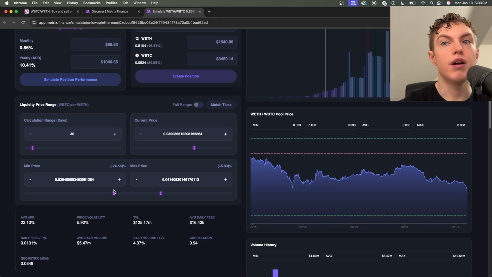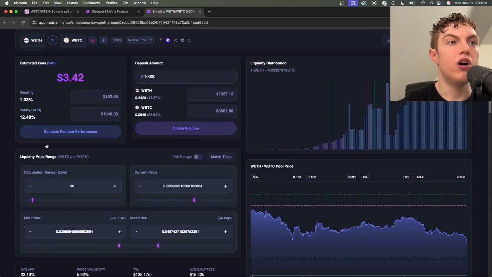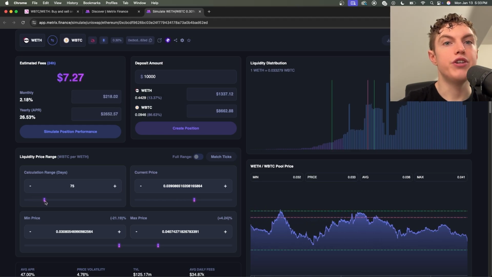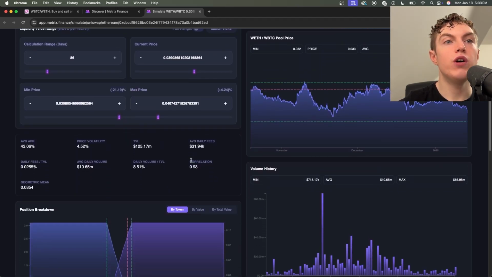We can bring our min price up here and our max price down. We're looking at about 12% APR. We can also zoom out on the calculation range to see how this pool has played out over time. And scrolling down, you can see how correlated these assets are. These assets are very correlated, with 93% correlation.